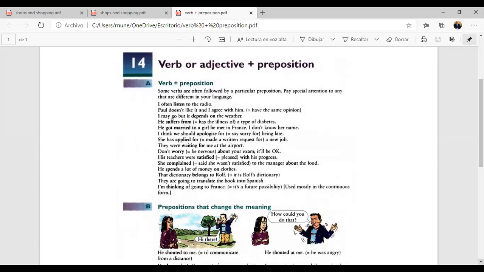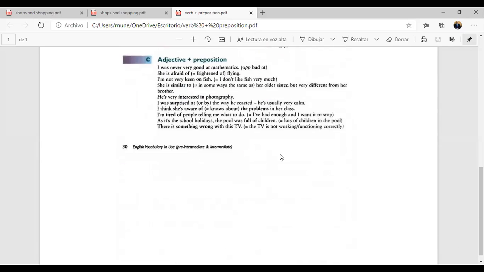And then in here you have some adjectives plus preposition. So I'm going to upload this and probably I'm going to send you some exercises to do. Okay, so you have to read. So that will be all for today.